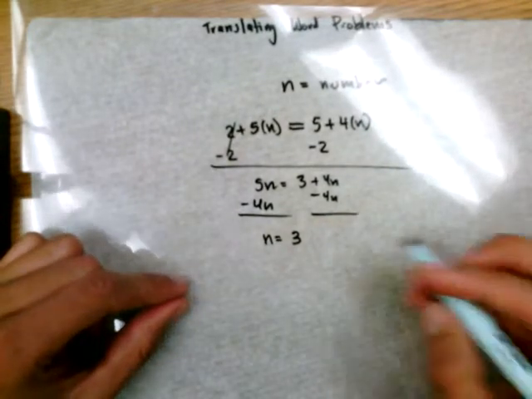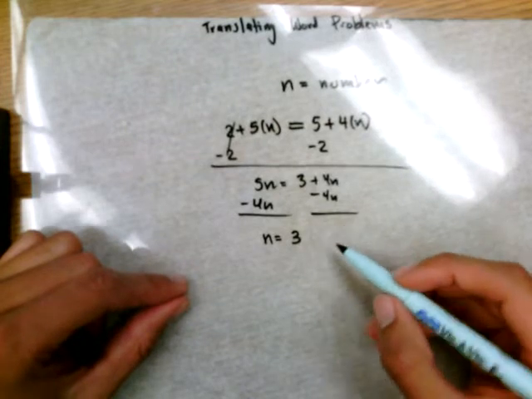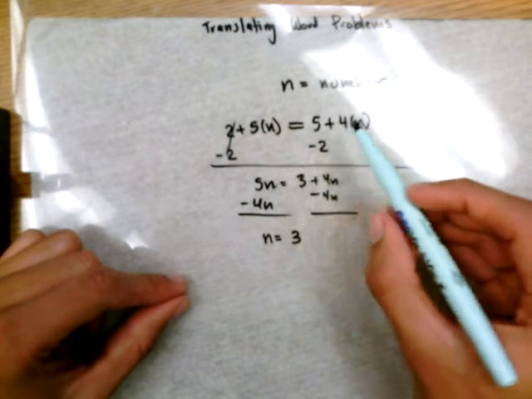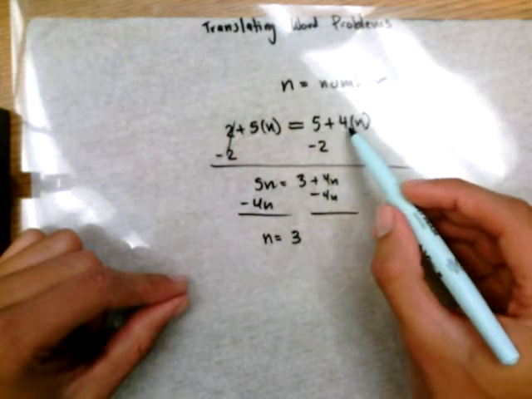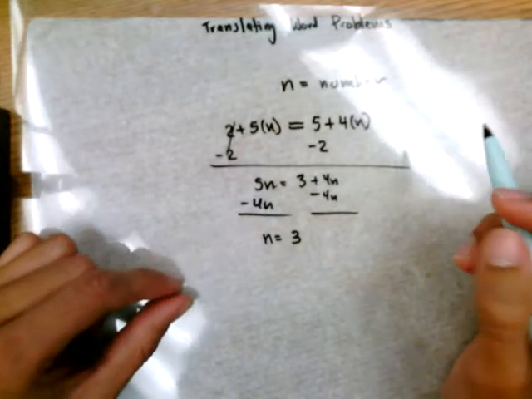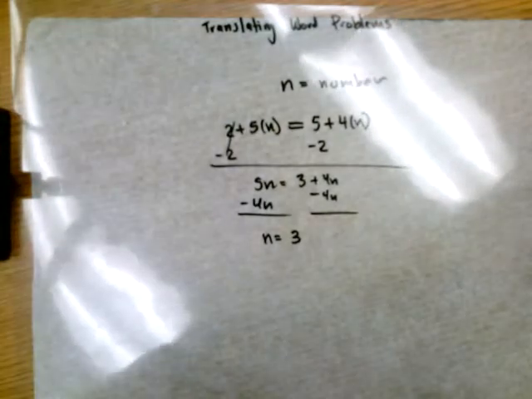Now, next we want to check this. So if I were to plug this back in, I would have 5 times 3 is 15, plus 2 is 17. Right here I have 5 plus 4 times 3 is 12, 12 plus 5 is 17. So this works out. And with that, we'll move on to the last problem.